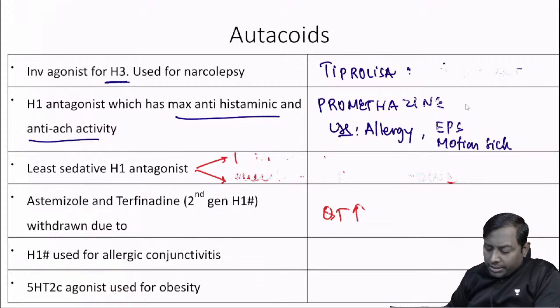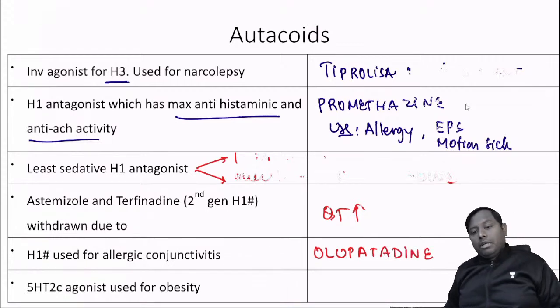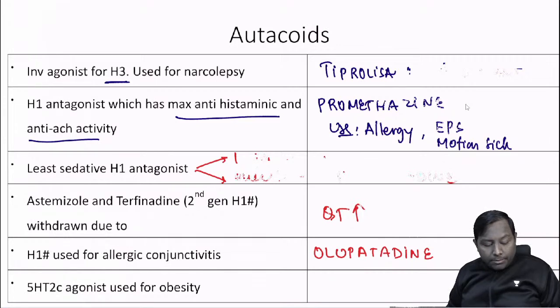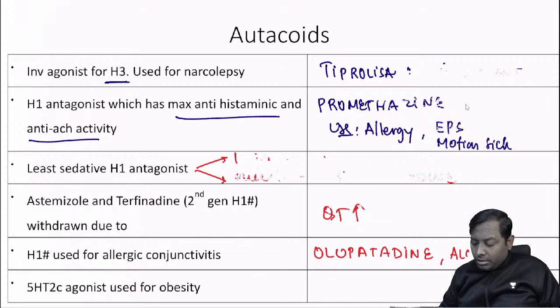H1 antagonist for allergic conjunctivitis, we have olopatadine. It's available in the eye drop form. We are using it for allergic conjunctivitis. The other term that is used here is vernal catarrh. There is one more drug here, epinastine. Epinastine is one more drug that we have here.